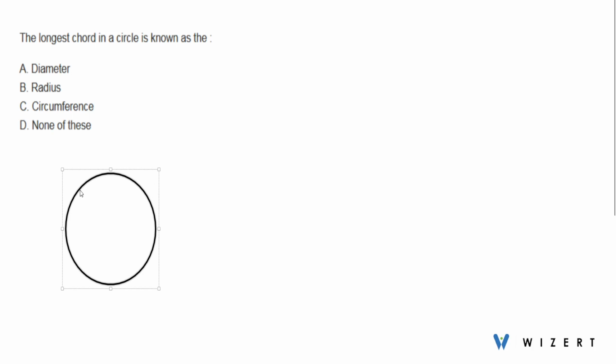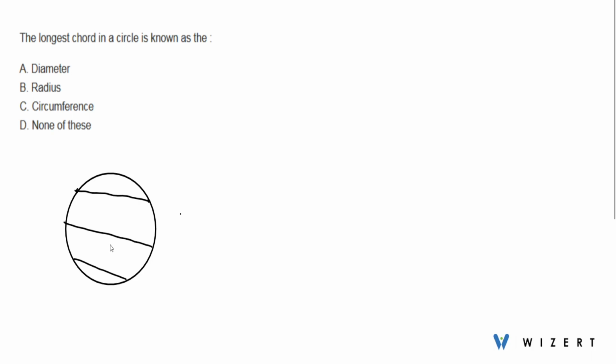Now any line segment which intersects the circumference of a circle at two exact points is known as a chord of a circle. So this is a chord, this is another chord, and this is another chord. So all of these are chords of a circle.